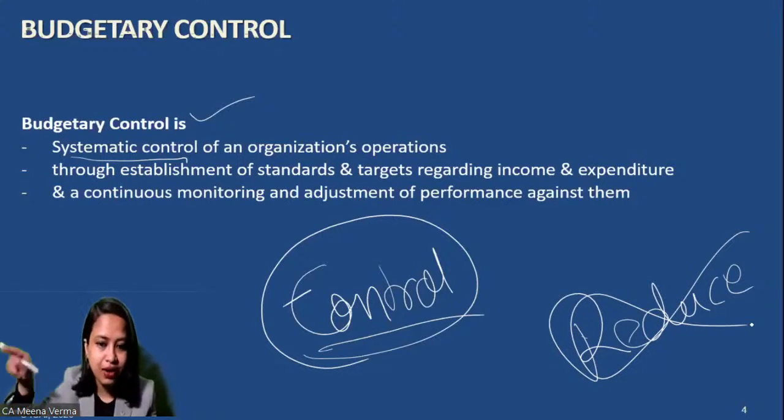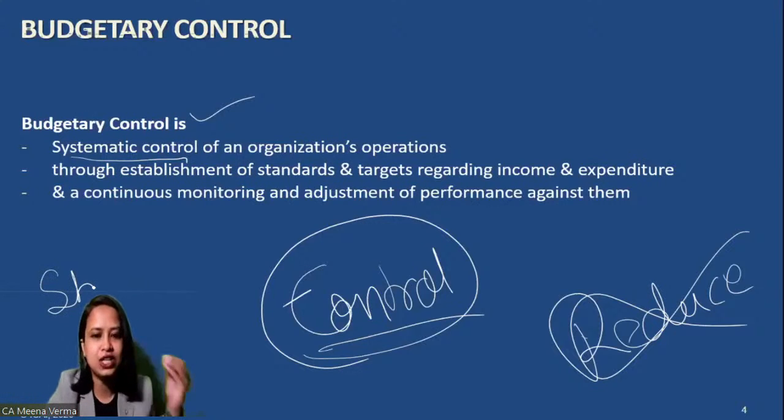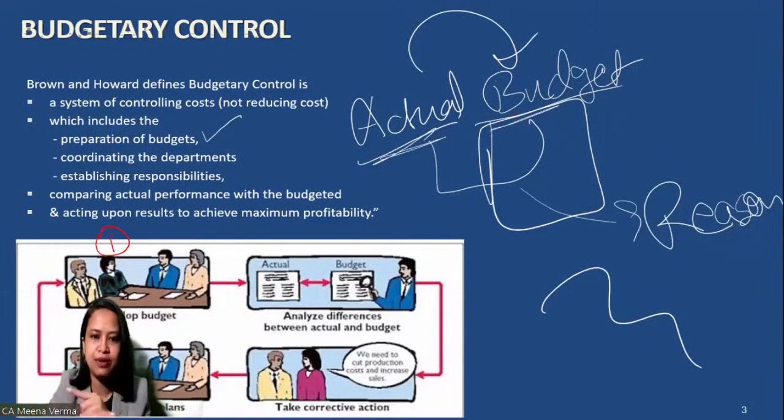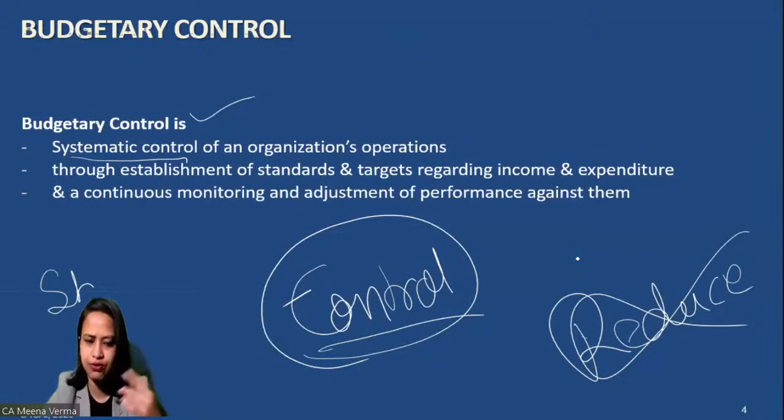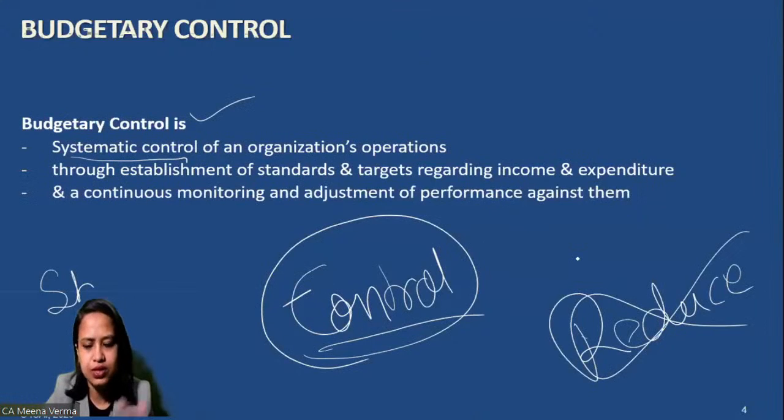You are systematically controlling the organization's operation through establishment of standards. You are establishing some standard, and then some actual income or expenditure will arise. Then you continuously compare them, analyze the difference between them, then take corrective action. So in the same way they have defined budgetary control.